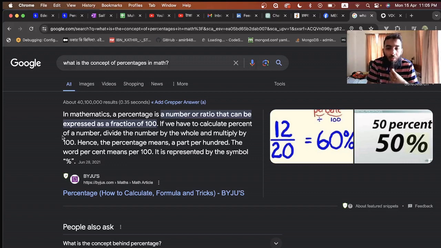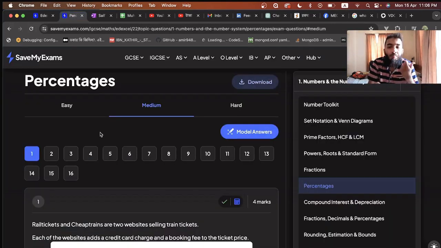If you have to calculate the percent of a number, divide the number by the whole and multiply by 100. Hence the percentage means a part per 100. So percent means per 100. I hope you get the idea: any number or ratio that can be expressed as a fraction of 100. So let's go back to the topic.